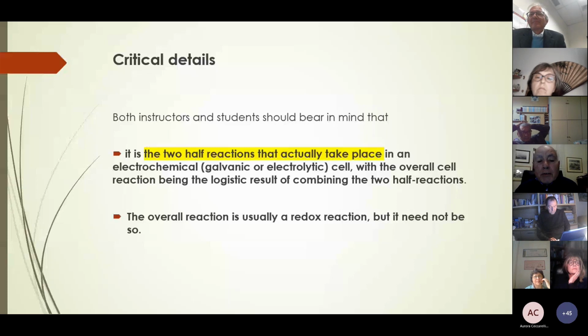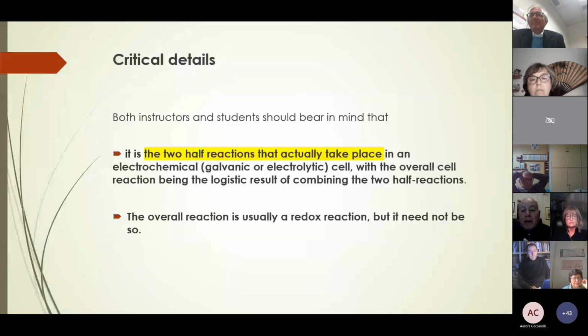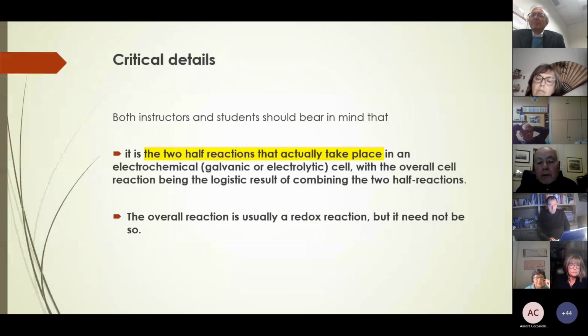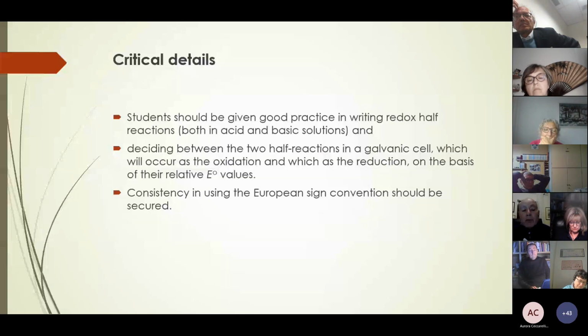So both instructors and students should bear in mind that it is the two half reactions that actually take place in an electrochemical, galvanic, or electrolytic cell, with the overall cell reaction being the logical result of combining the two half reactions. The overall reaction is usually a redox reaction, but it need not be so. It can also be a reaction which shows the dissociation of an insoluble salt into its two ions, which is combined with the calculation of the solubility product constant.